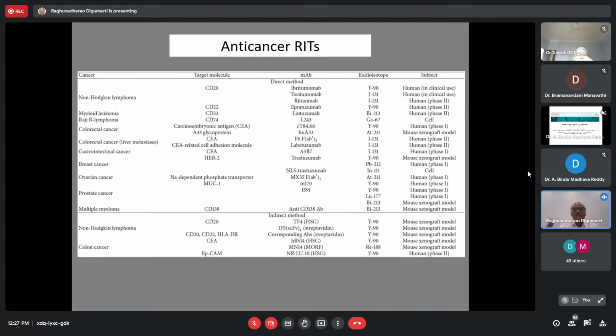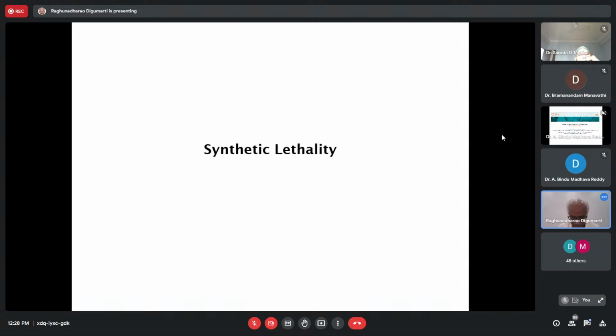So I have listed here some of the monoclonal antibodies which are now in clinical use, to which a tagging has been done. The radioisotopes used have been mentioned here. So you can use it in non-Hodgkin's lymphoma, acute myeloid leukemia, colorectal cancer, GI cancer, breast cancer, ovarian cancer, prostate cancer, myeloma, etc. So many different varieties.